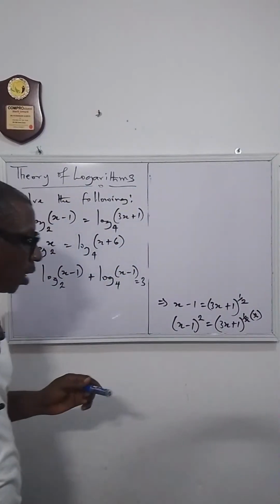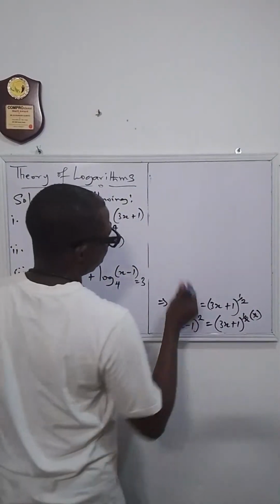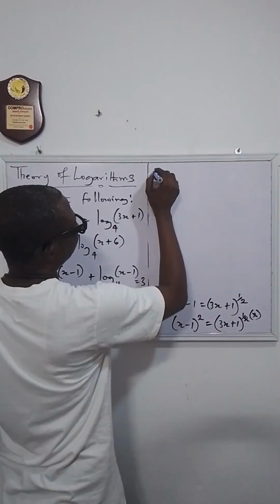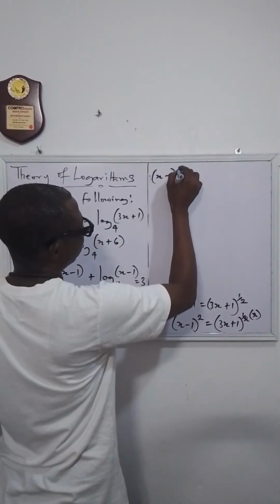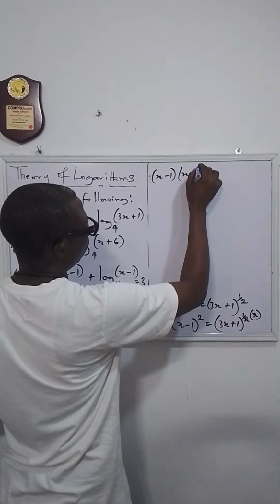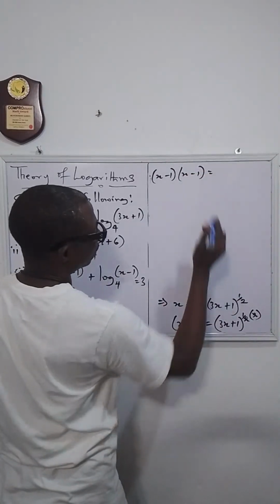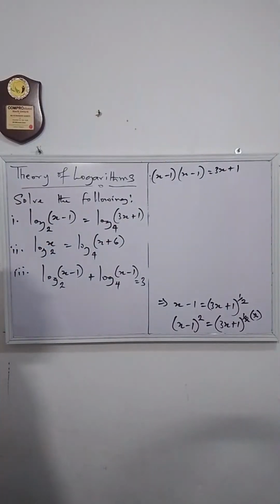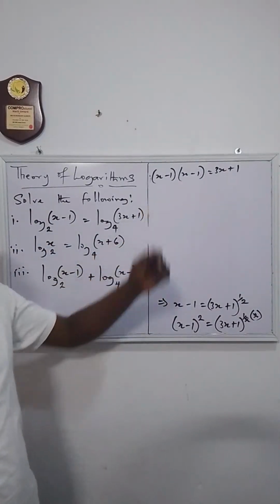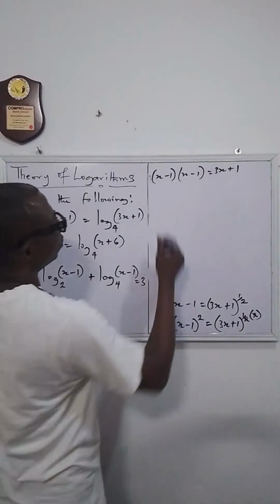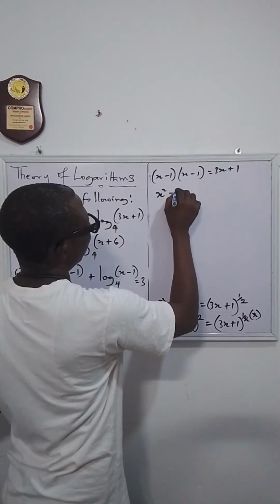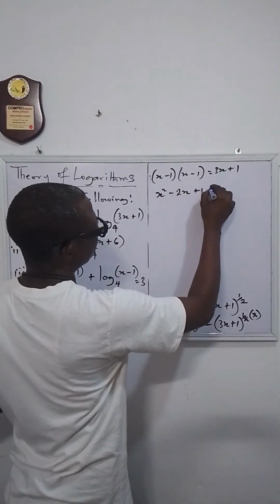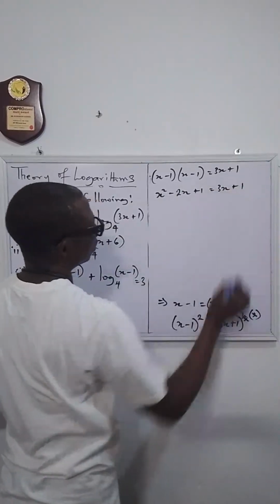Okay, so this left hand side is the same thing as x minus 1 squared, and it equals 3x plus 1 here. Right? So now let us expand this. When you expand this, you have x squared minus 2x plus 1 equals 3x plus 1.